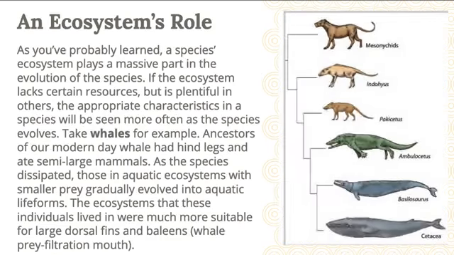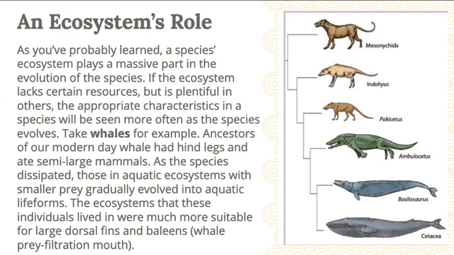So an ecosystem's role. What does an ecosystem do that leads to this? We've probably already learned a little bit about it, but a species' ecosystem plays a massive part in the evolution of that species. If the ecosystem lacks certain resources, but is plentiful in others, the appropriate characteristics in a species will be seen more often as the species evolves. So you take whales, for example. You can see whales on the right. Ancestors of our modern-day whale had hind legs and ate semi-large mammals. Isn't that crazy? Hind legs, just like a dog.